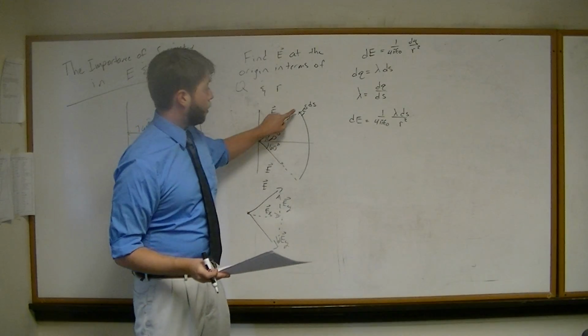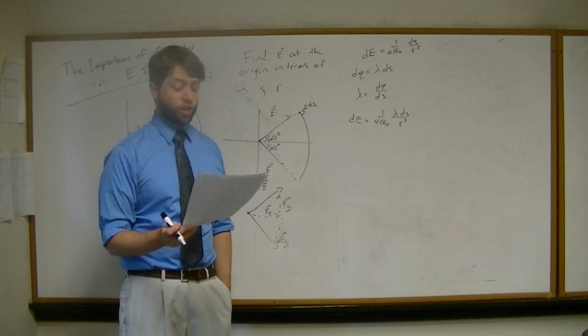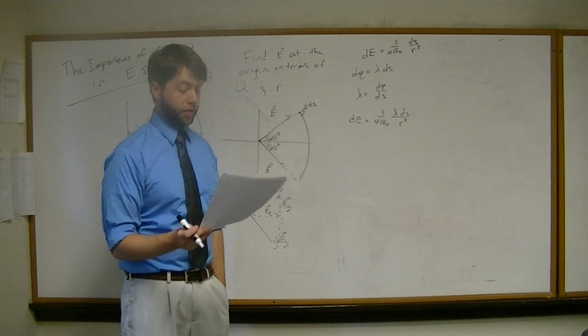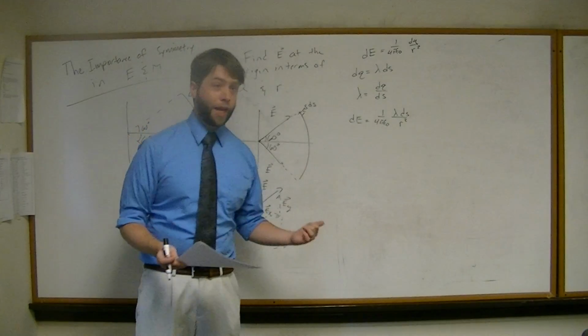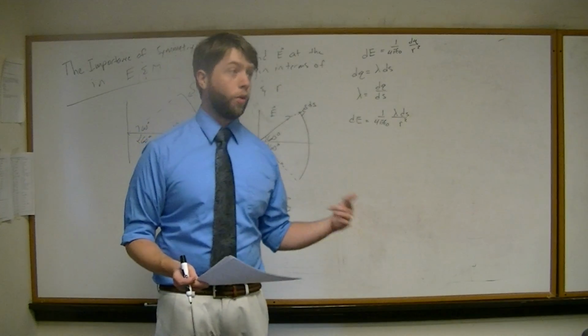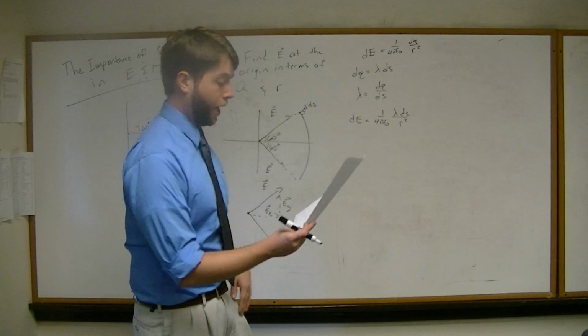Now ds refers to the length of this guy right here. So that's actually the arc length of this circle. That's going to be the arc length of the circle. So we have to relate the radius, the angle, and the arc length. If we go back a little bit, remember some algebra that you probably forgot by now.